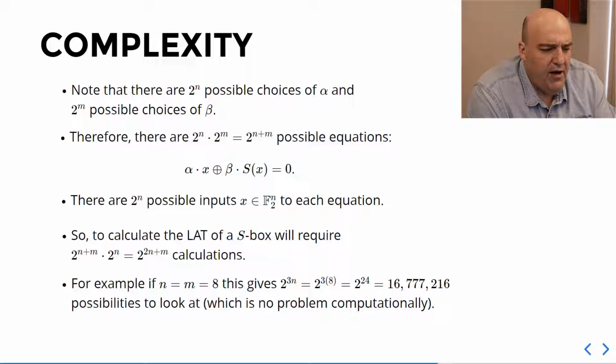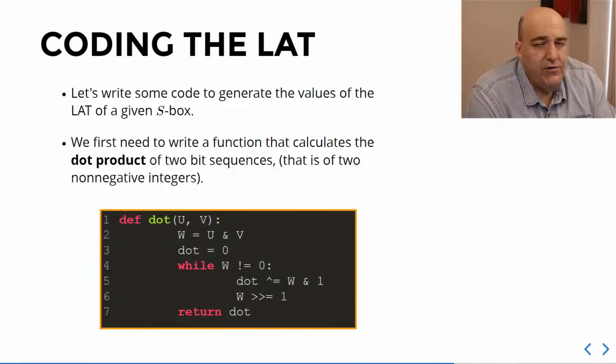Now, usually n and m are going to be equal. So this is like 2 to the power of 3n. And very common values for S-box is 8 bits input and output. If we put 8 in there, we end up needing to look at 2 to the power of 24 calculations, which is not a very large number, and that won't be any problem computationally. So let's finally get to writing some code to represent the LAT.